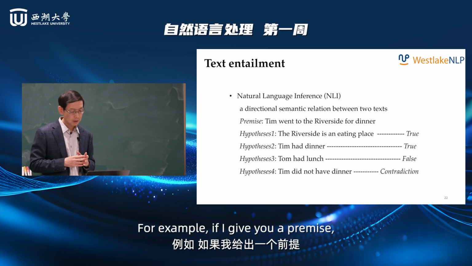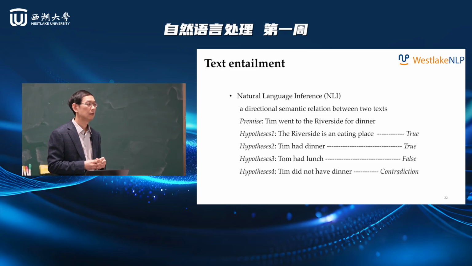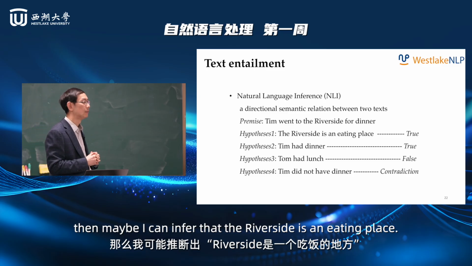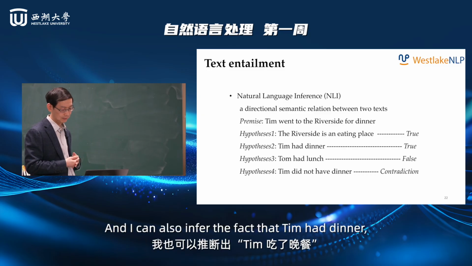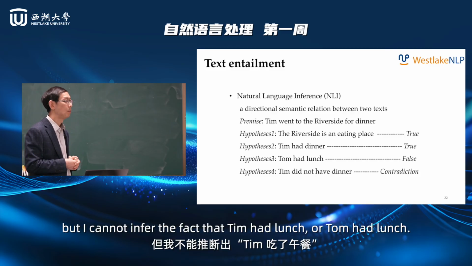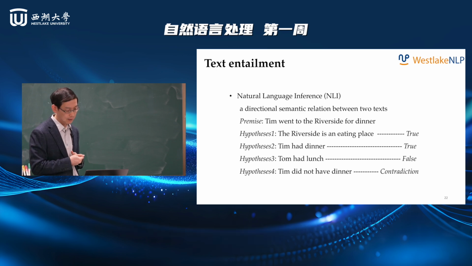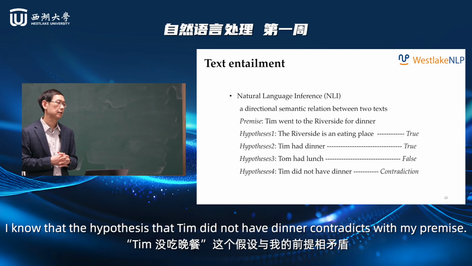For example, if I give you a premise, Tim went to the riverside for dinner, then maybe I can infer that the riverside is an eating place, right? And I can also infer the fact that Tim had dinner, but I cannot infer the fact that Tom had lunch. This is an irrelevant statement. What is more, I know that the hypothesis that Tim did not have dinner contradicts with my premise, okay?